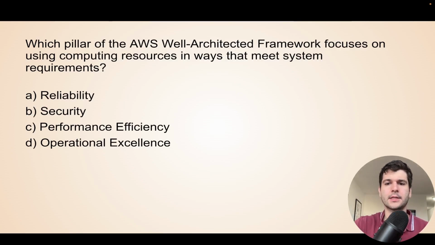All right, so let's read this question a bit more carefully. Focuses on using computing resources in ways that meet system requirements. So this part is the key part to help find the answer. Using computing resources in ways that meet system requirements. So that's not going to be reliability. That's nothing to do with security. Operational excellence is focusing on continuous improvement through automating stuff and monitoring. So it's not that one. The correct answer here is performance efficiency.